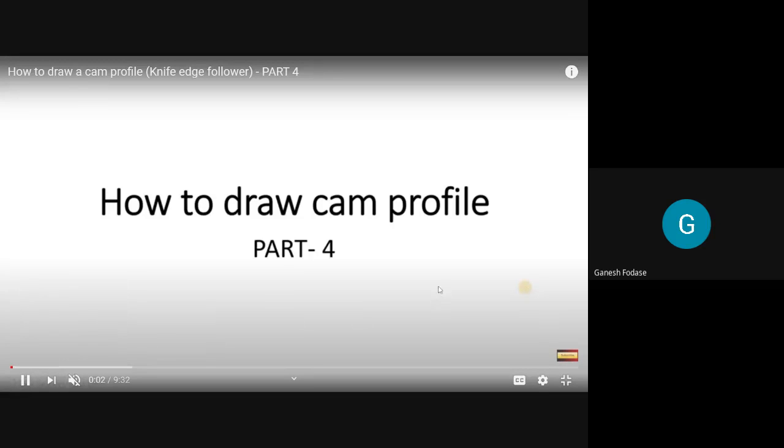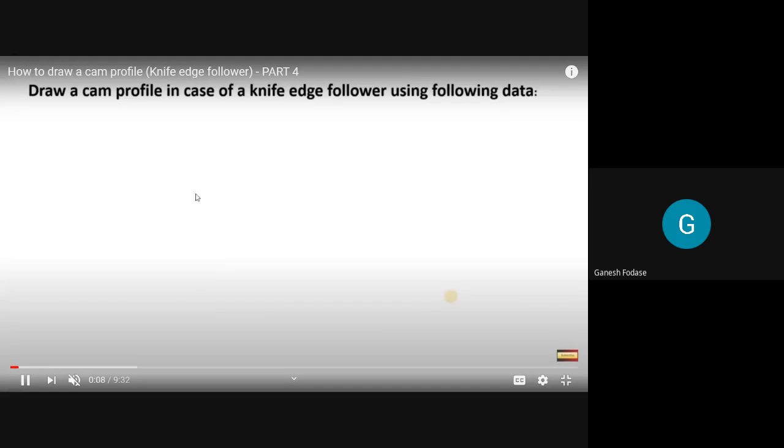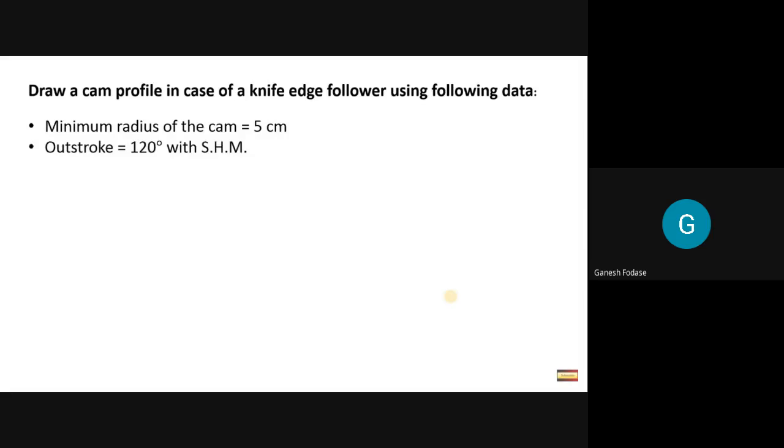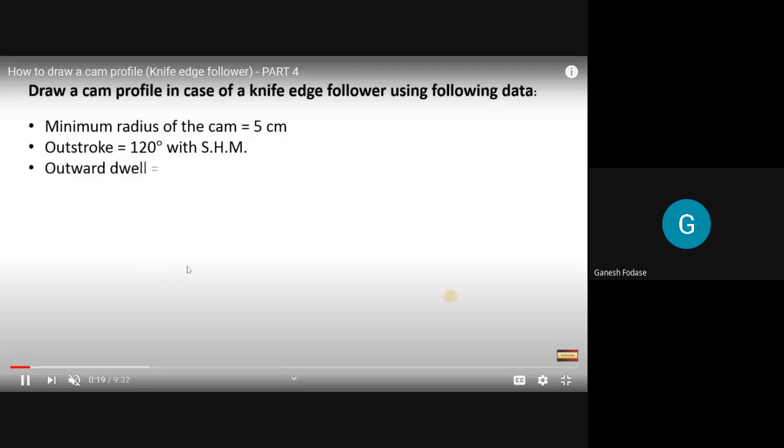Okay, now see. This kind of data is given to you. You have to draw a cam profile in case of a knife edge follower using the following data. The minimum radius of the cam is 5 cm. Outstroke. What do you mean by outstroke? Basically we assume that the follower has rise, dwell, and return. Rise means the follower moves outward, upward. The rise stroke is sometimes called the outstroke. So outstroke is given when the cam rotates through 120 degree.